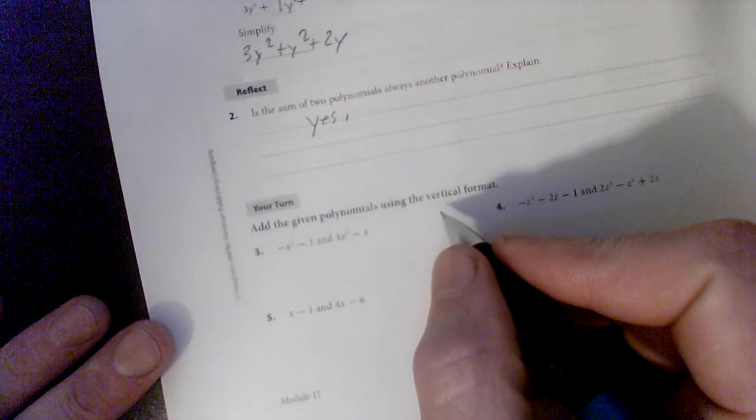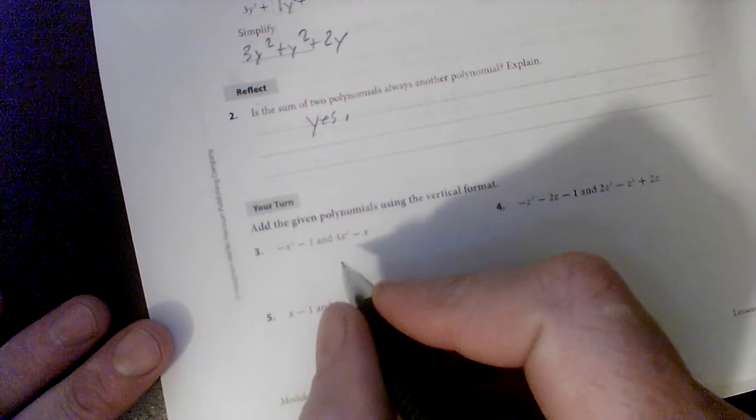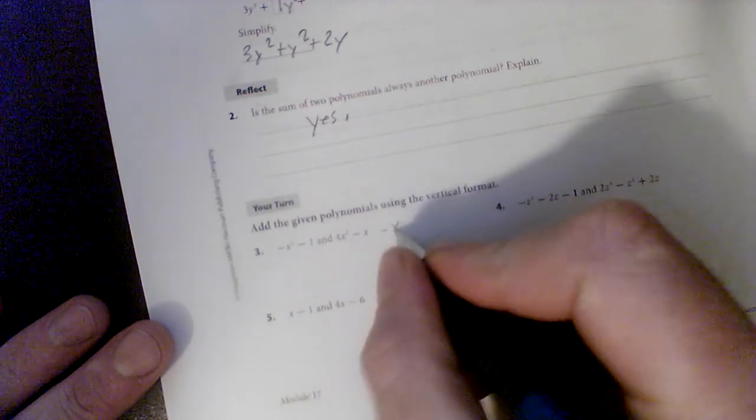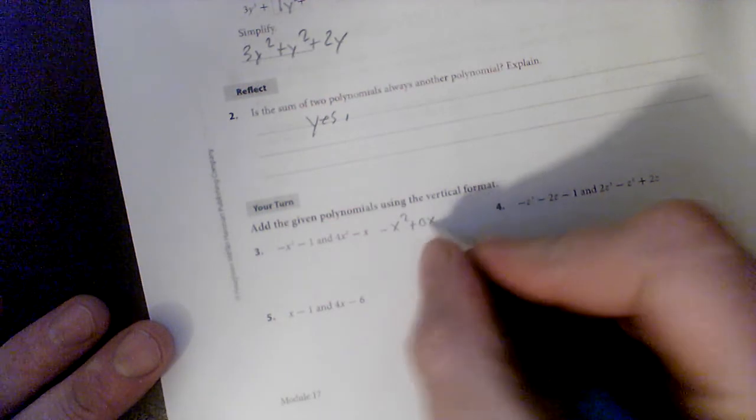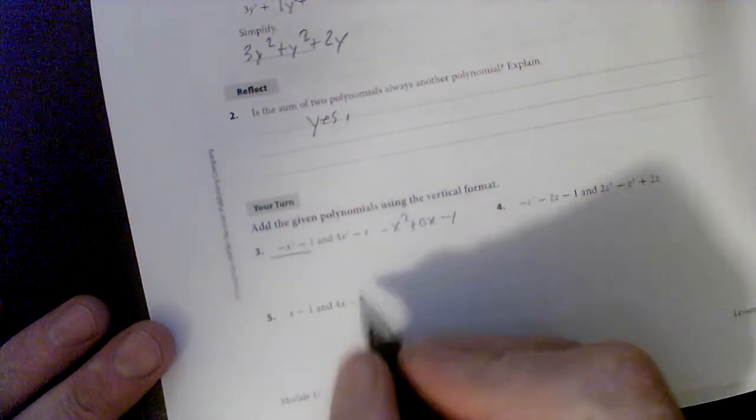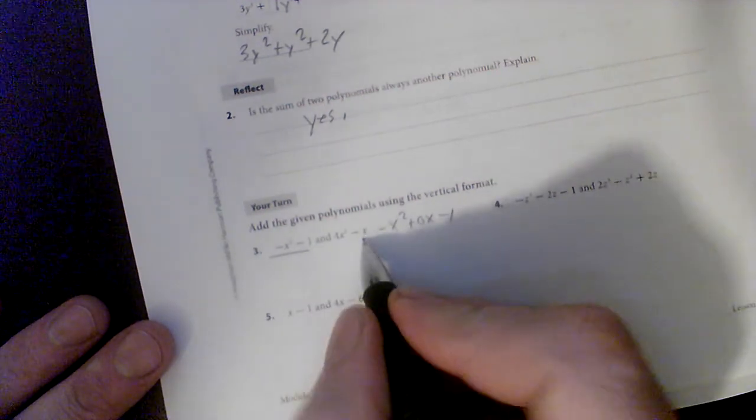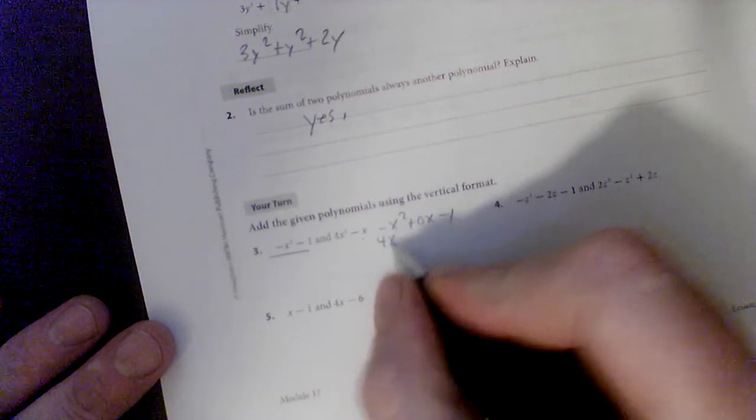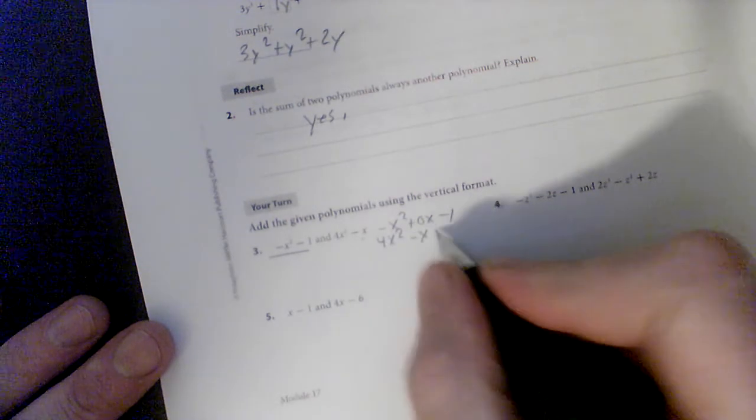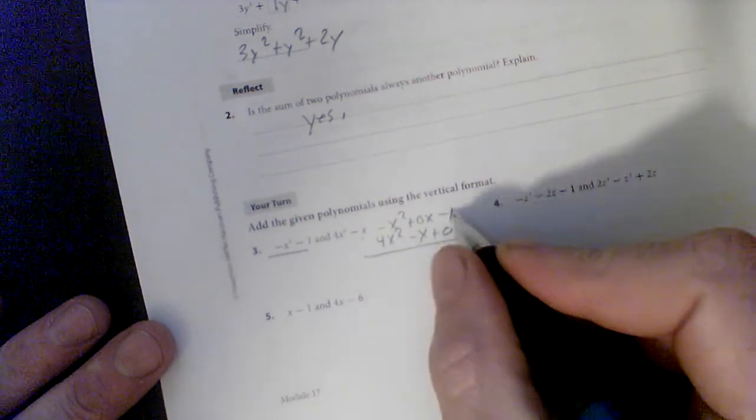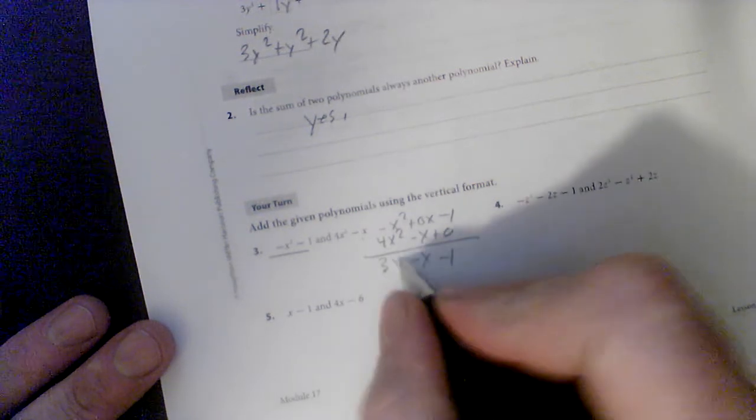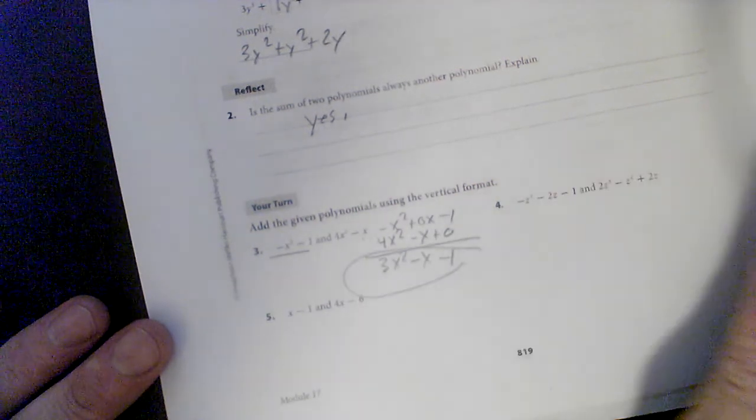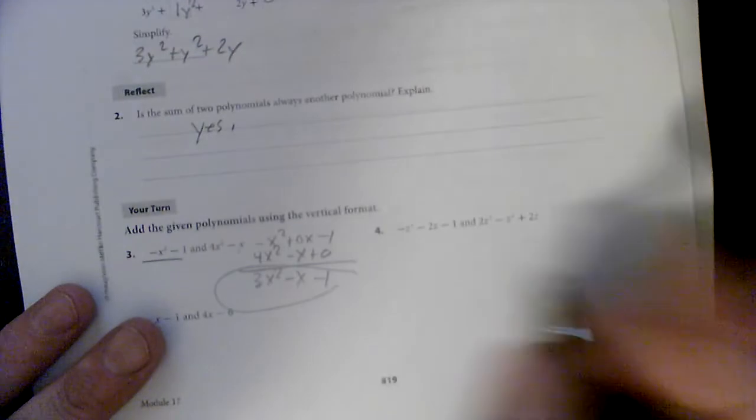Add the given polynomials using vertical. So let's add this. So I'm going to say -x squared plus 0x minus 1. Notice I put a placeholder in because I noticed this guy had an x. So underneath it, we line up our x squareds. There's our minus x plus 0. Add them, that's a -1, -x, and 3x squared, and we're done. So basically all you do is you line things up.